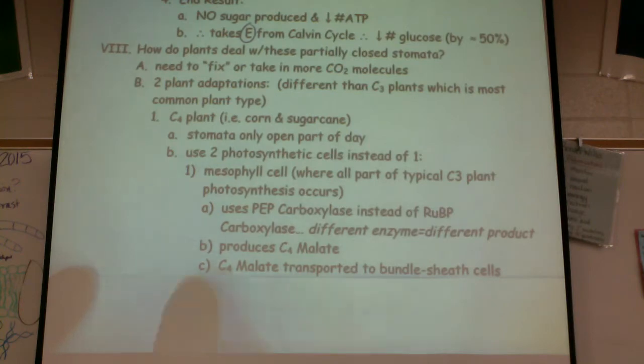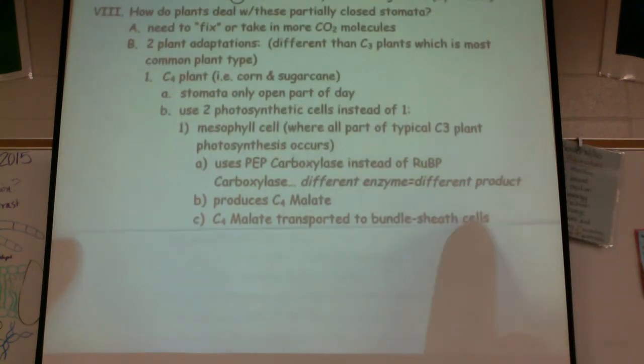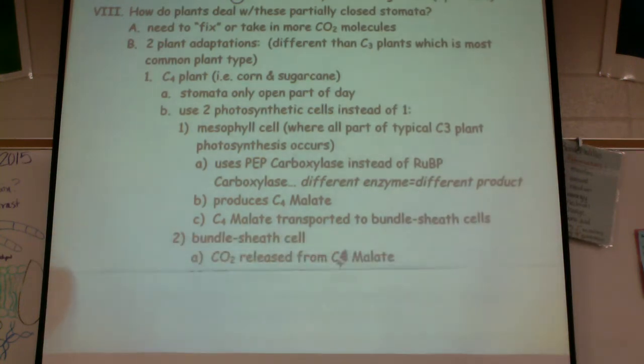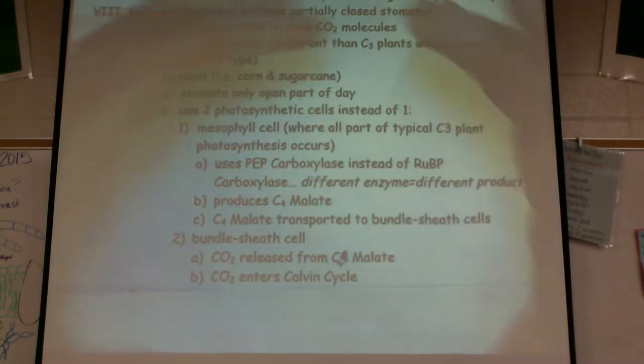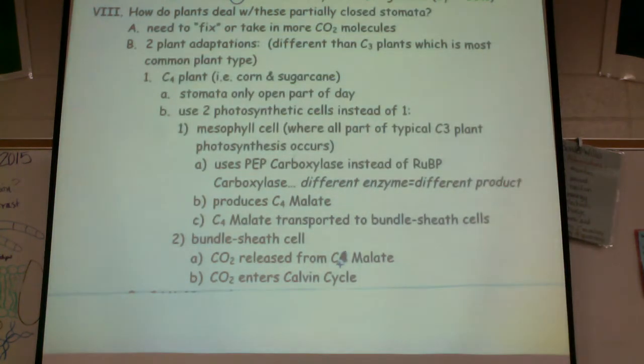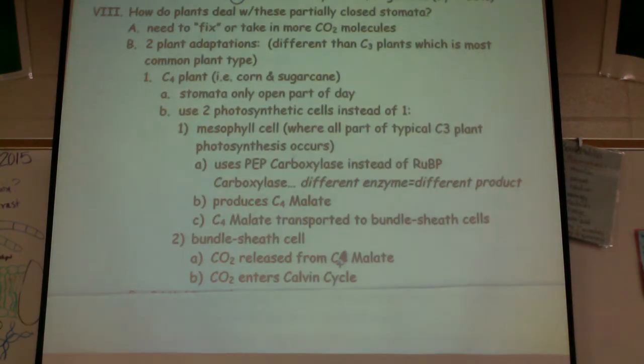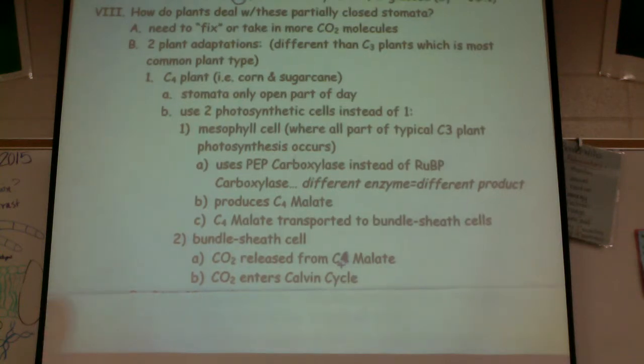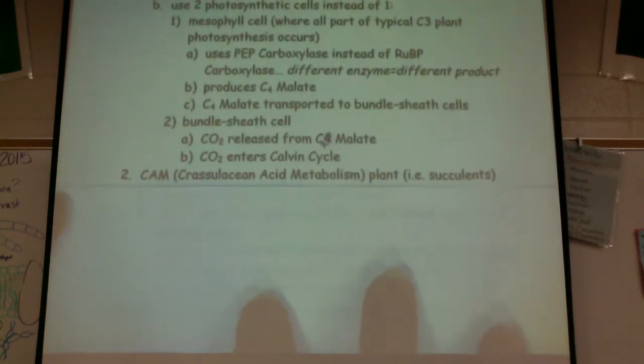Those then get transported to, remember we were talking at the beginning about those bundle sheath cells? So it gets transformed there in the bundle sheath cell, and the CO2 gets taken out of the C4. Then that CO2, now inside that bundle sheath cell, gets released as a gas over to the palisade mesophyll, and so therefore you can finish the process of those light independent reactions.